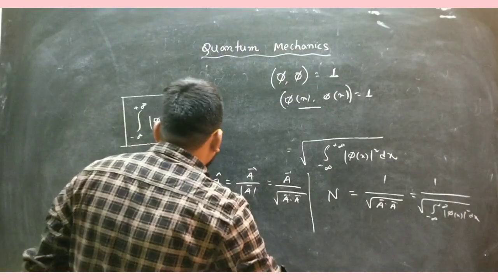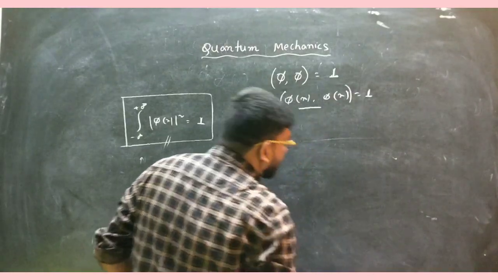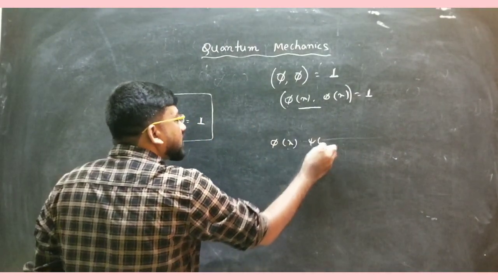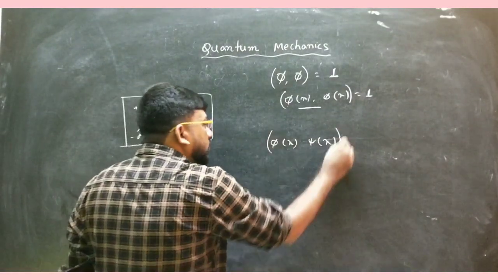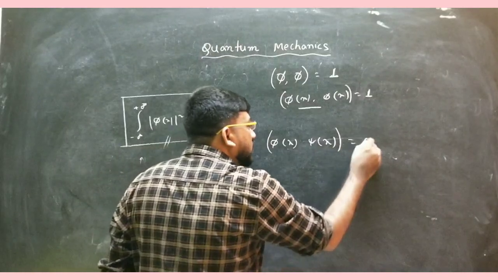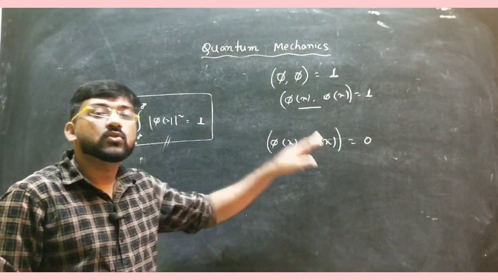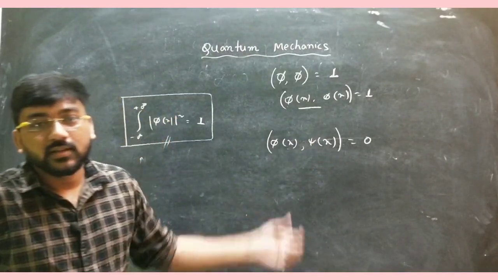But if you have phi of x and psi of x, and if you take the scalar product of these two, and if you get 0, then psi of x is orthogonal to phi of x, or phi of x is orthogonal to psi of x. That means they are orthogonal to each other.